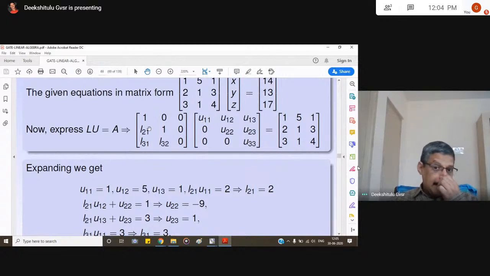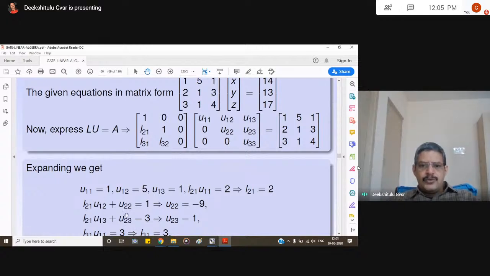Okay, that is the first row. Coming to the second row, multiply the second row with the first column, L21 U11 plus 1 into 0. So what happens to L21? U11 is 1, so L21 into 1 is equal to 2. So L21 is 2.